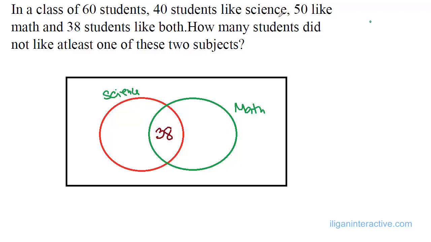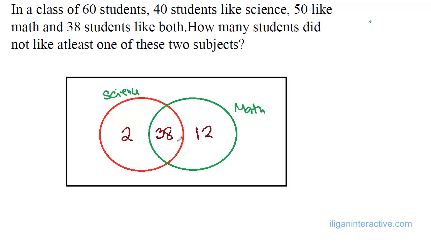Now, since there are 40 students all in all that like science, we can deduce from there that there must just be 2 here that like science but don't like math, right? Because if we add that, that will be 40. And also, since there are 50 that like math, here it will then be 12, right? There will be 12 here that like math but do not like science, because if you add all of that in the green circle, that will sum up to 50.